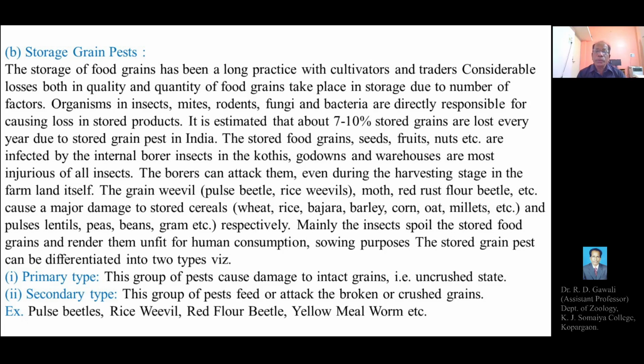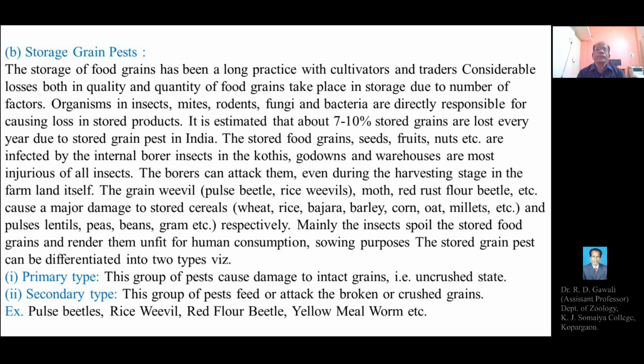Then the second type of pest, that is the stored grain pest. The storage of the food grains has been a long practice. We know the storage of food grains has been a long practice with cultivators or farmers and traders. Considerable losses both in quality and quantity of the food grains take place in the storage due to a number of factors.